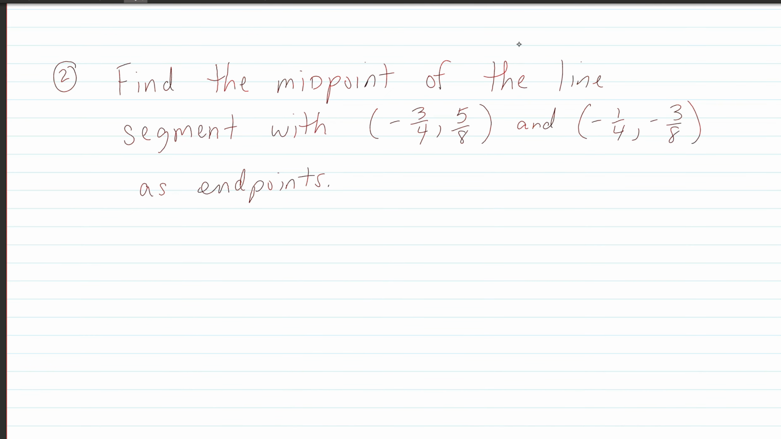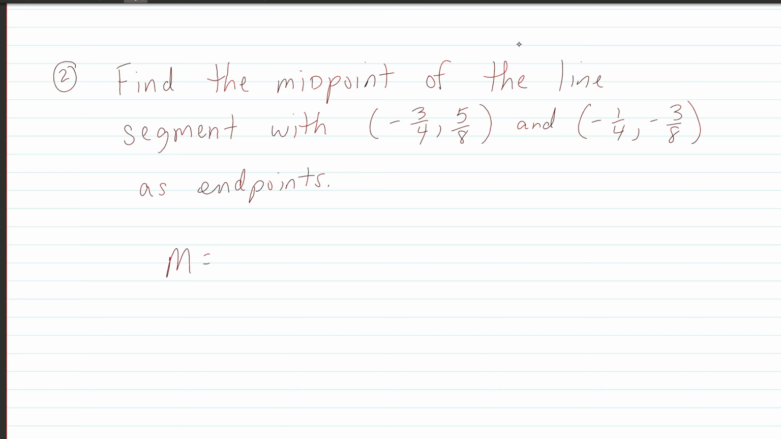Now in this example, we look to find the midpoint of the line segment with the ordered pair of -3/4, 5/8, and the ordered pair of -1/4, -3/8 as the endpoints. So we're going to find the midpoint between those two endpoints. The first thing I'll do is write down the midpoint formula.